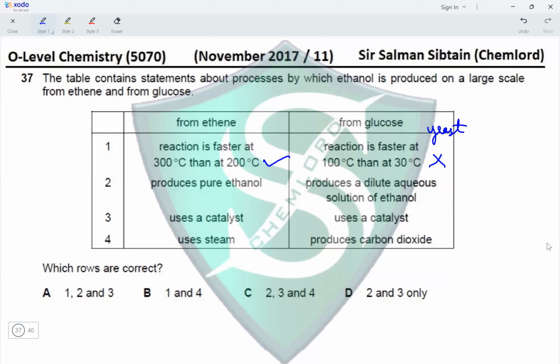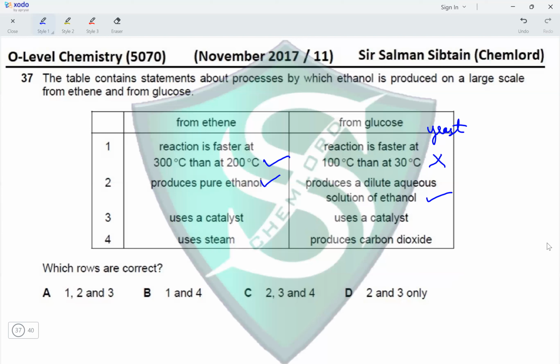Produces pure ethanol from ethene? Yes. And produces a dilute aqueous solution of ethanol? Yes. It's not pure ethanol, it is a dilute solution. Some ethanol is produced. Okay, ethene uses a catalyst.